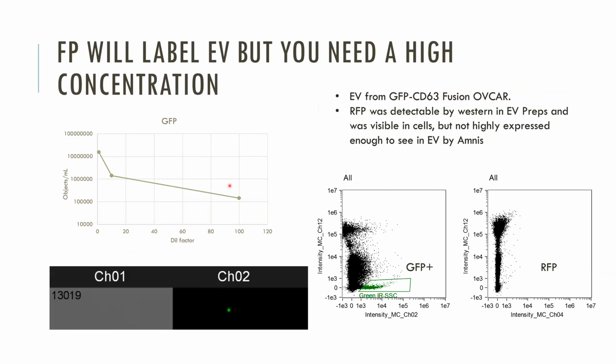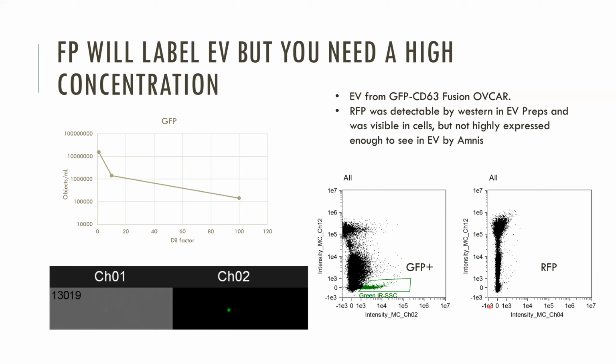So I told you we tried this with fluorescent proteins, and we had mixed results. You need a lot of the fluorescent proteins in the particle, which does not seem to happen with a passive loading situation, but does happen potentially with active loading. So with a fusion protein of GFP and CD63, one of the tetraspanins I told you about, we could see green fluorescent EVs from an ovarian cancer derived EV prep.